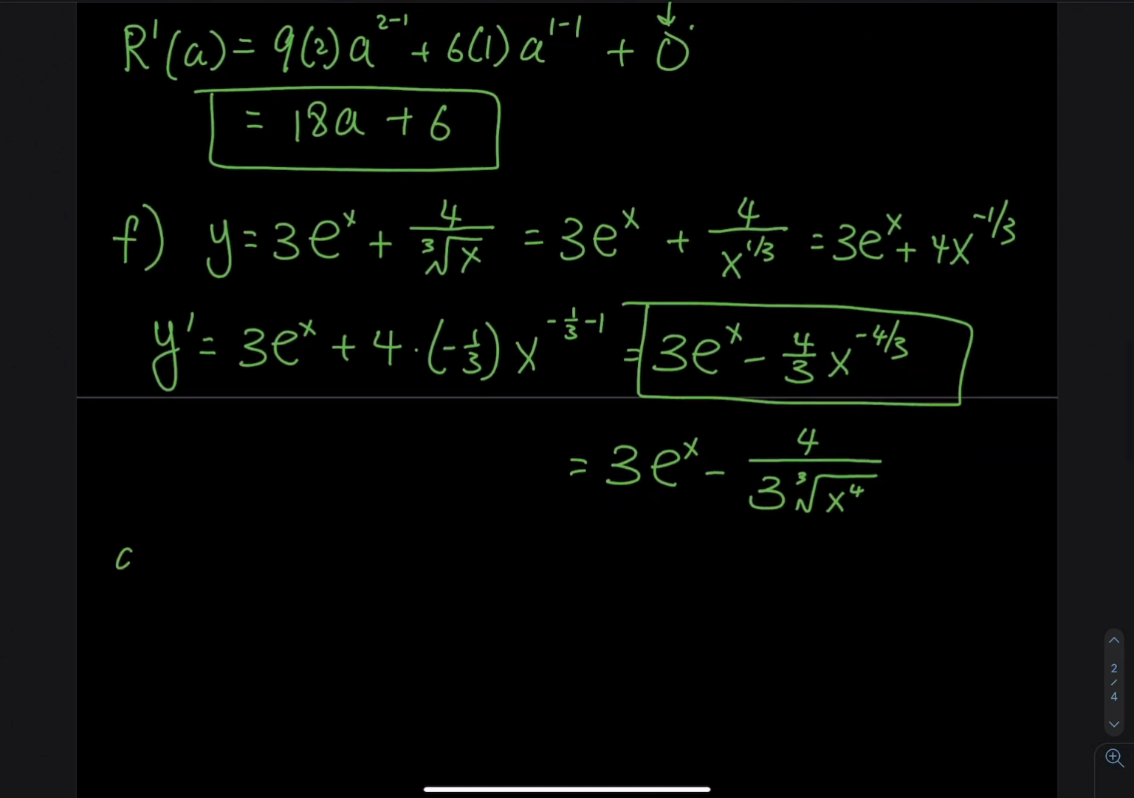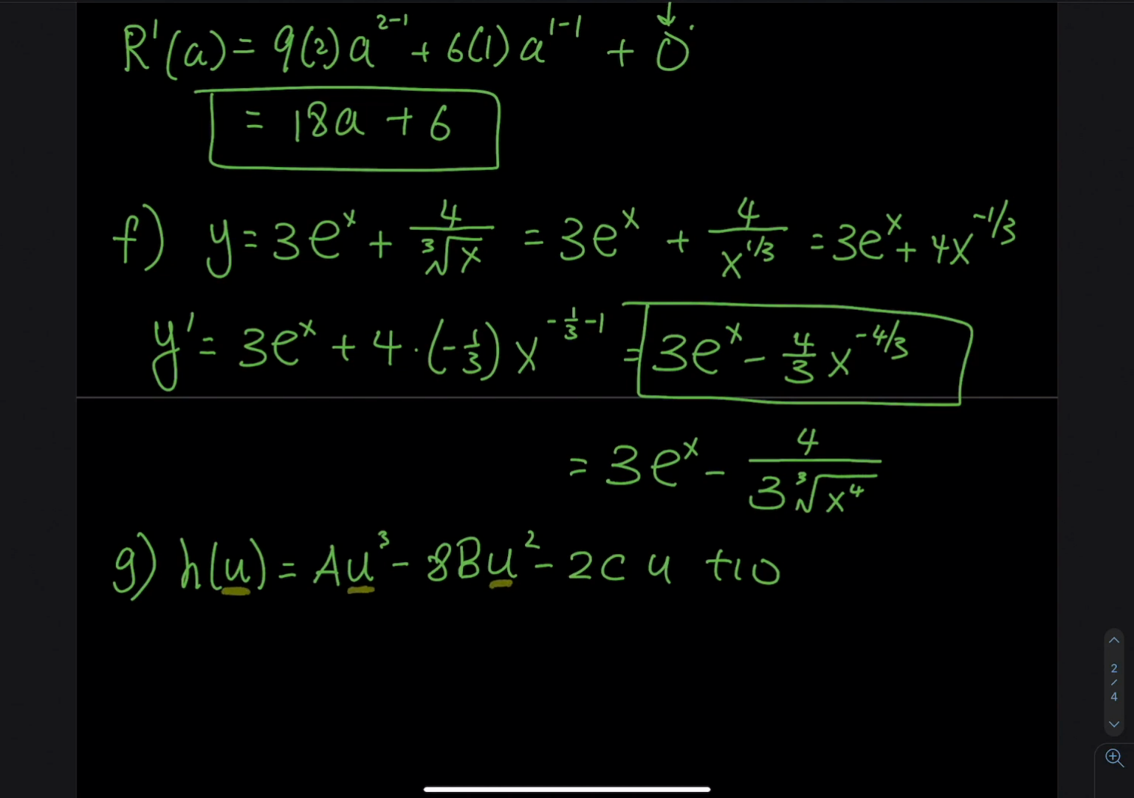Part G is function h of u equals a times u to the 3rd minus a b, big B, right? Big B u squared minus 2cu plus 10. Hey, what is the independent variable? The independent variable is u, right? So right here. So the 10 is just a constant. So we have h prime of u. So we bring the 3 down. So that is a times 3, right? 3a u, and then 3 minus 1.